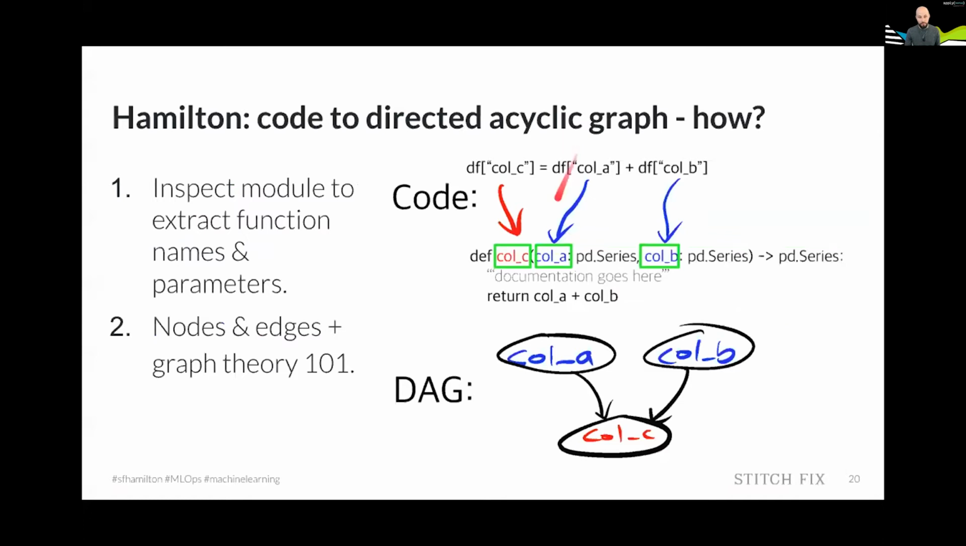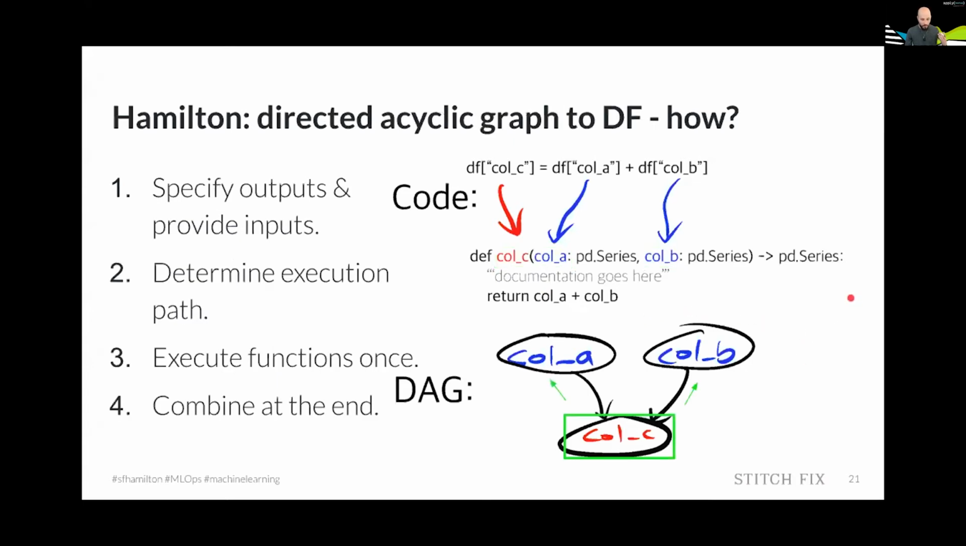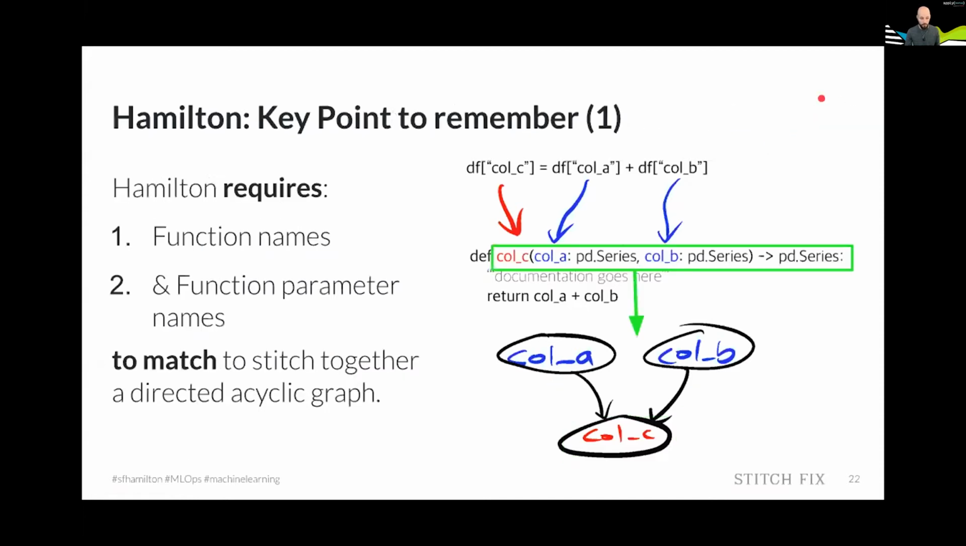So how do we go from code to directed acyclic graph? Well, we use the Python inspect module to crawl and find these functions. We pull the function names and parameters. Then it's just a simple case of graph theory 101 to create a DAG. To go from DAG to an output, you just need to provide what outputs you want. We then can walk the graph, figure out what inputs are needed, figure out the execution path. Functions are only executed once, and then they're combined at the end.